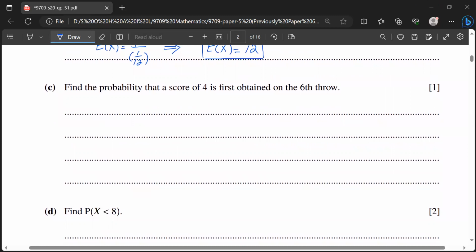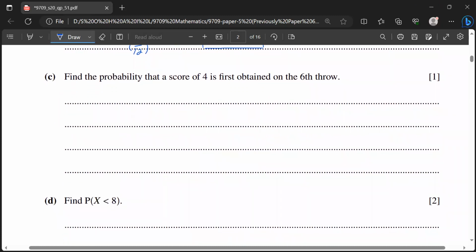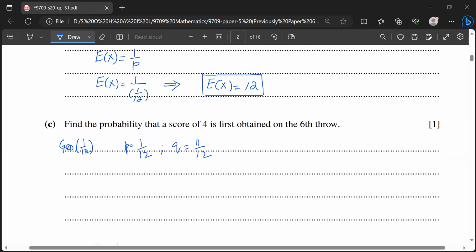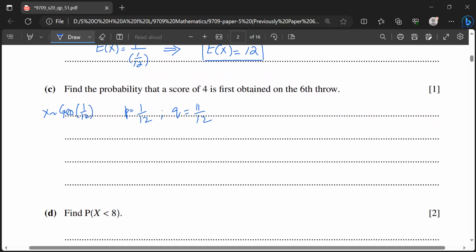The probability that a score of 4 is first obtained on the 6th throw. Again, the question is of geometric distribution with P as 1 over 12, and we know Q is 11 over 12. So the probability that a score of 4 is first obtained on the 6th throw: the success is that the sum is 4 when you roll the two dice simultaneously.